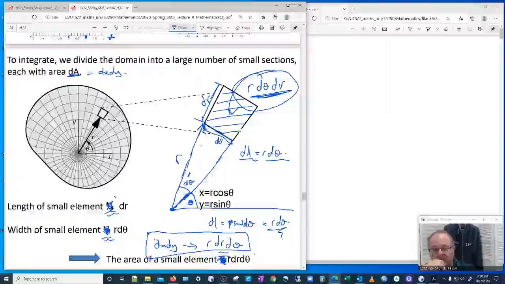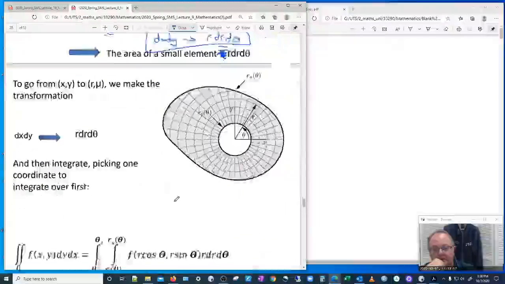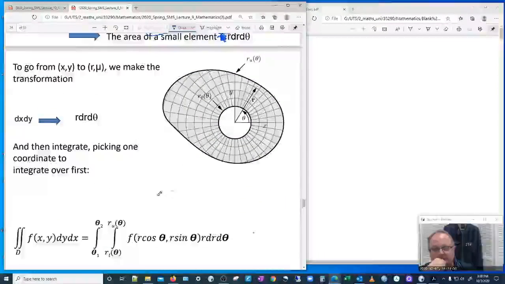And when you first encounter this, it's not so straightforward. Students like to think of it just in terms of dr d theta, but we have to take into account the r of our length. So if we go from x to r, so from Cartesians to polar, we've got Cartesian to polar.